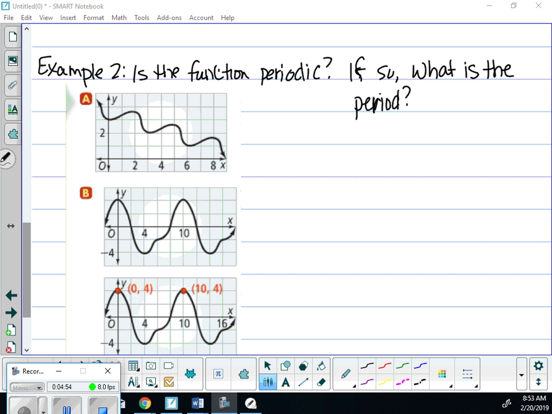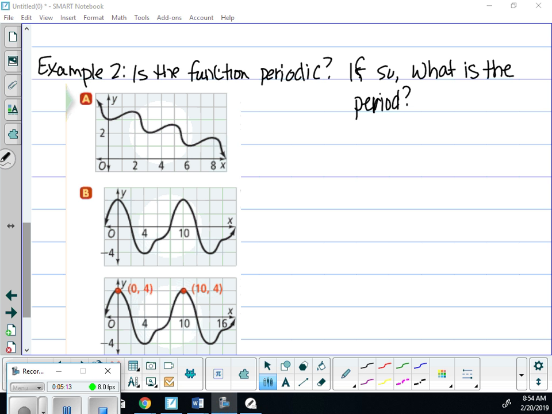In the second example, we're not necessarily given periodic data or a periodic function. We're going to determine if it's a periodic function or not. And if it is, we are going to determine what the length of each cycle is, what the period is.